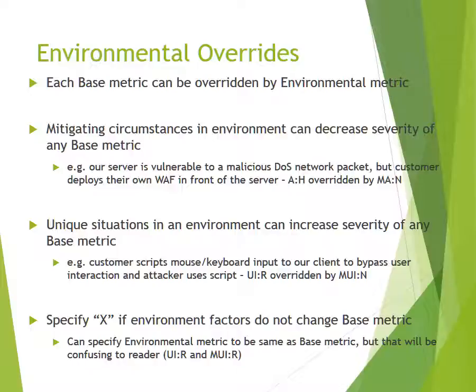So there's another type of environmental metrics, which are overrides. So each base metric that we saw, the 8 base metrics above, can be overridden in the environment by an environmental metric. This means that in the broadest sense, the base metrics describe what possibly can happen. The environmental metrics say, in this environment, this can't happen, or maybe even worse. So it goes both ways. You can have mitigating circumstances in the environment that decrease the severity of any of the base metrics.